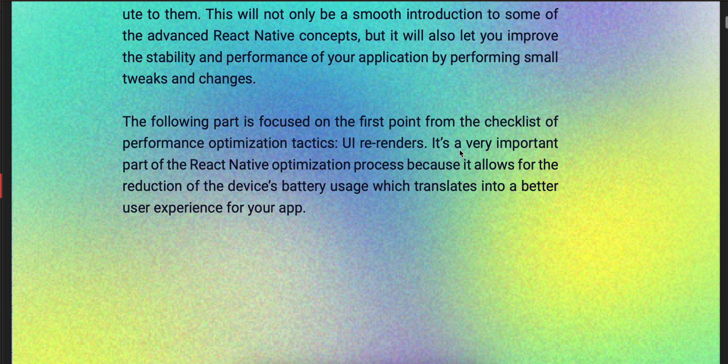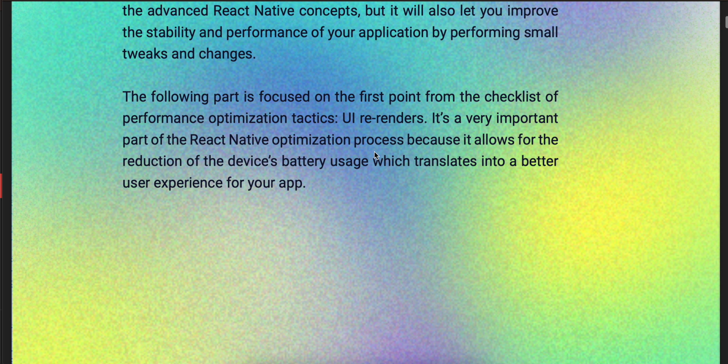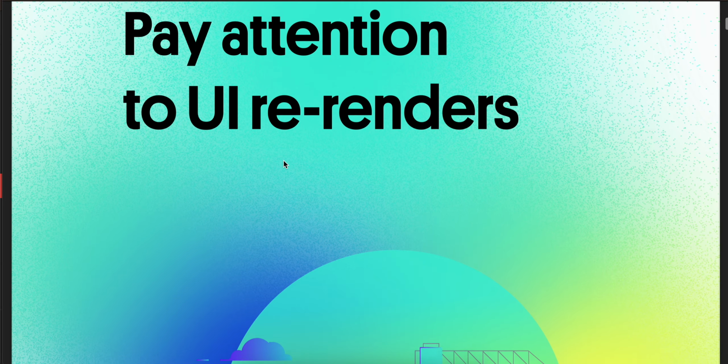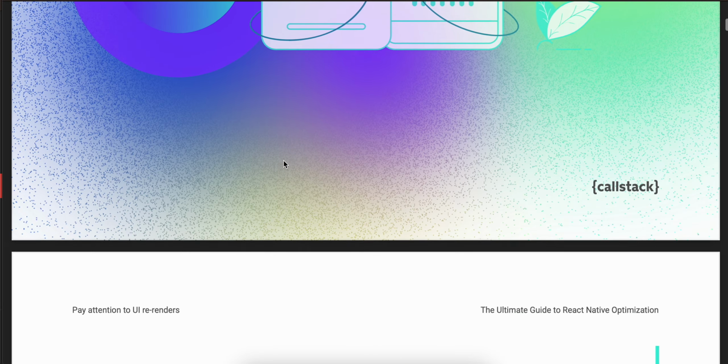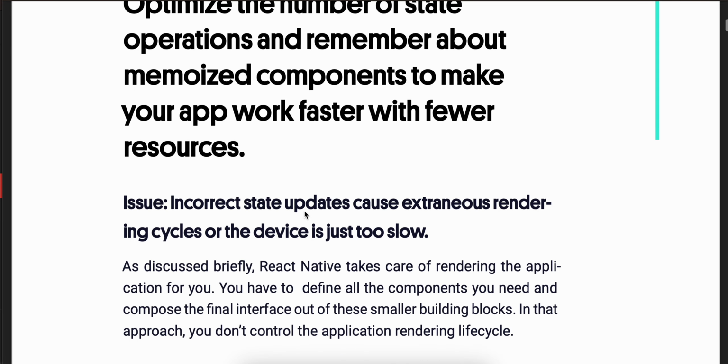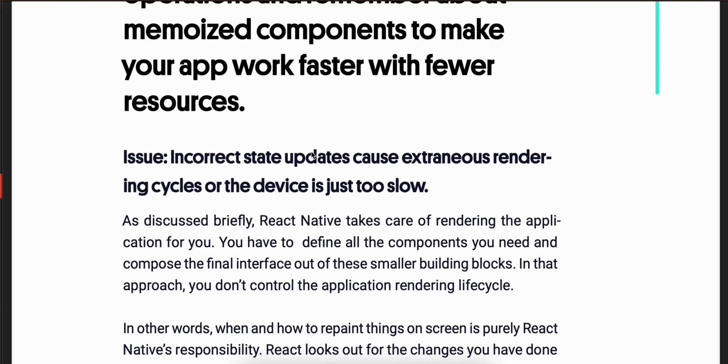UI re-renders are a very important part of the React Native optimization process because they allow for the reduction of device battery usage, which translates into a better user experience for your app. Pay attention to UI re-renders. Optimize the number of state operations and remember about memoized components to make your app work faster with fewer resources. Issue: incorrect state updates cause extraneous re-rendering cycles or the device is just too slow.